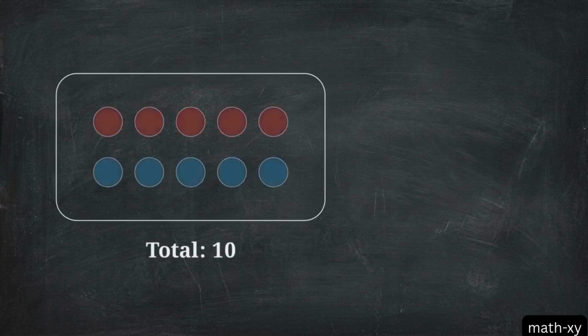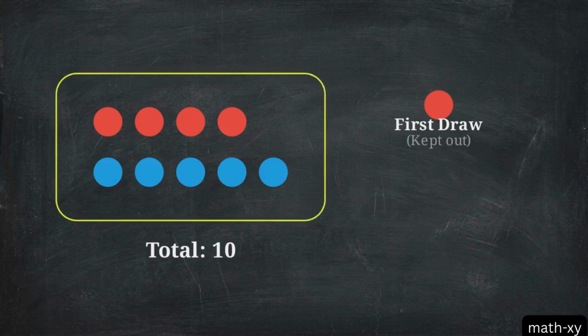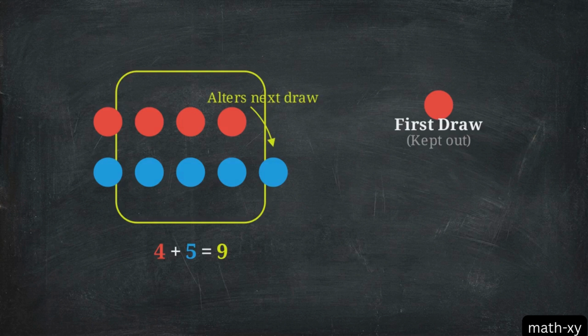A bag containing exactly 10 balls. They are split evenly, giving us 5 red and 5 blue. Now imagine you reach in and draw a single red ball. Instead of tossing it back, you keep it out of the bag. If you reach in for a second draw, you are no longer operating in the same environment. There are only 4 red balls left, alongside the original 5 blue, leaving us with 9 balls in total. The conditions for your second draw depend entirely on the first.